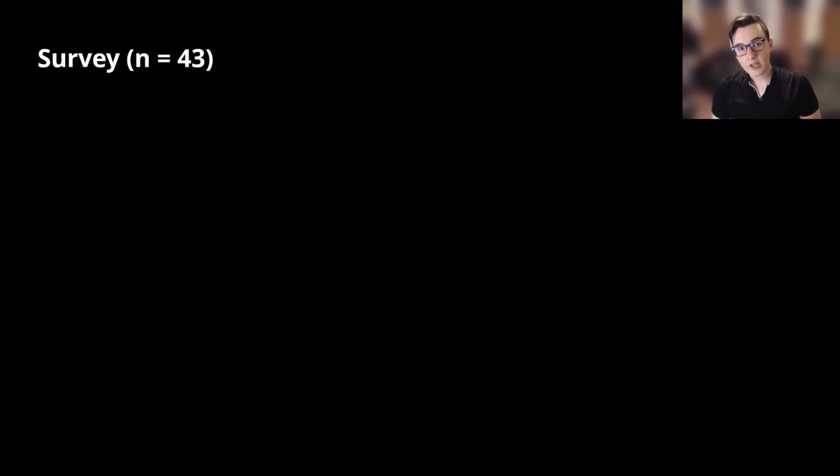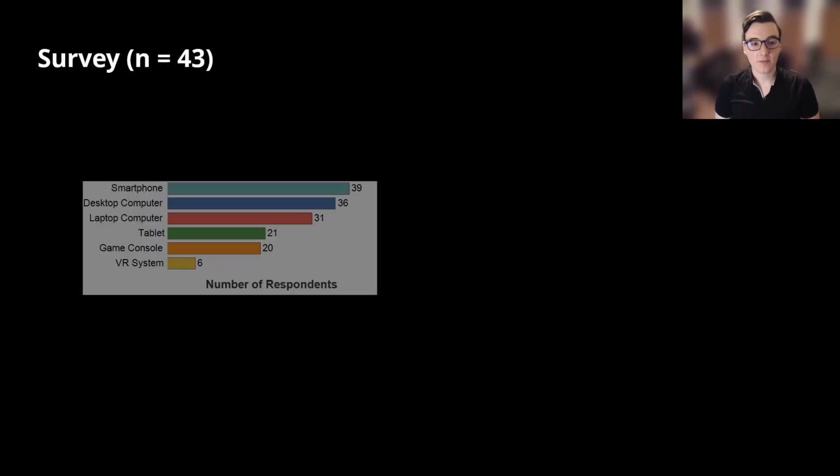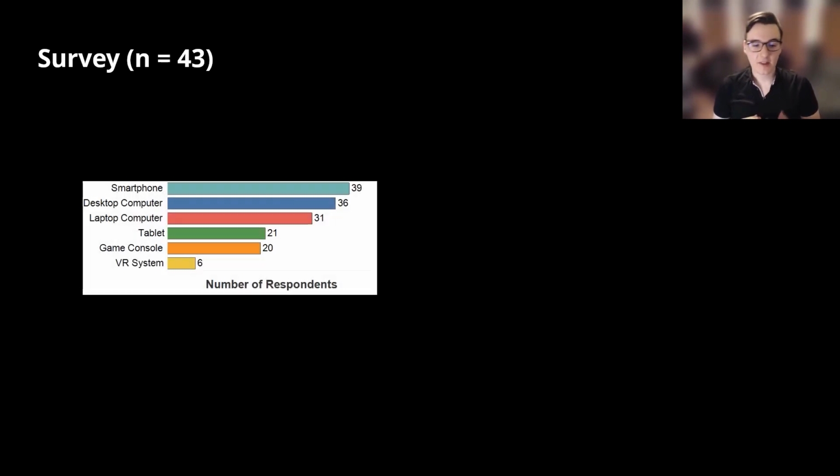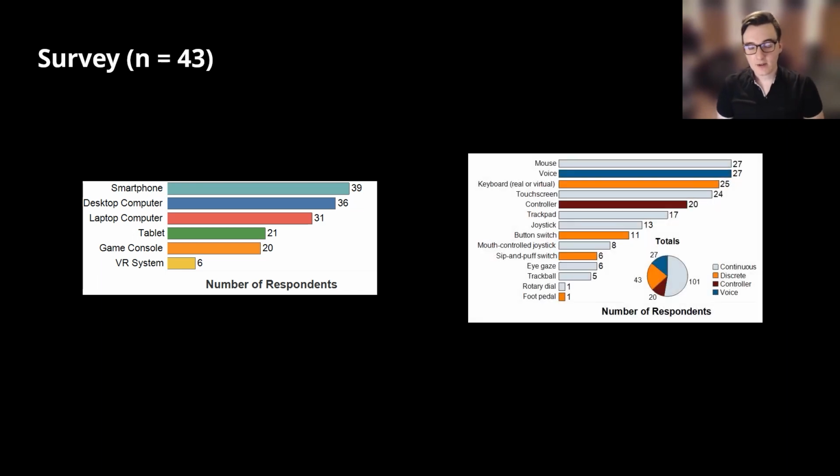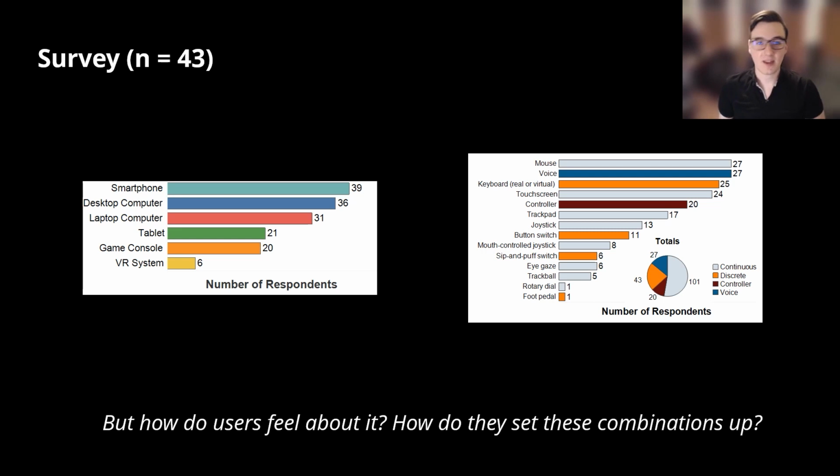We surveyed 43 people with mobility limitations to look at their preferred devices and input configurations. First, we asked respondents which categories of computing device they own. So this includes smartphones, desktop computers, laptop computers, things like that. Next, we asked them to list all the input devices they use with these computing devices. So this includes stuff like mouse, voice, keyboard, touchscreen. Note that in this categorization, we split out controller and voice because there are special categories of input that kind of don't really fall into the categories of discrete and continuous.